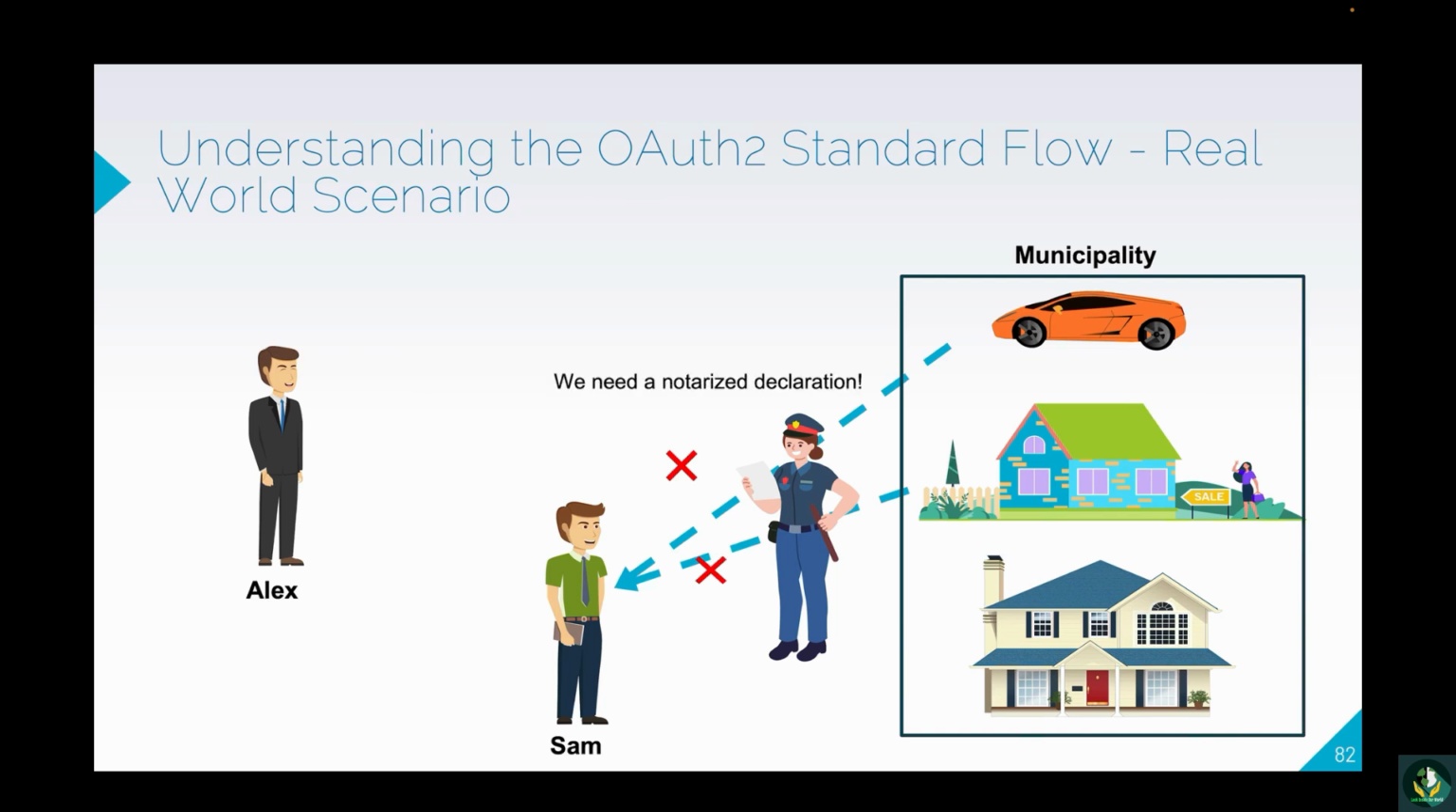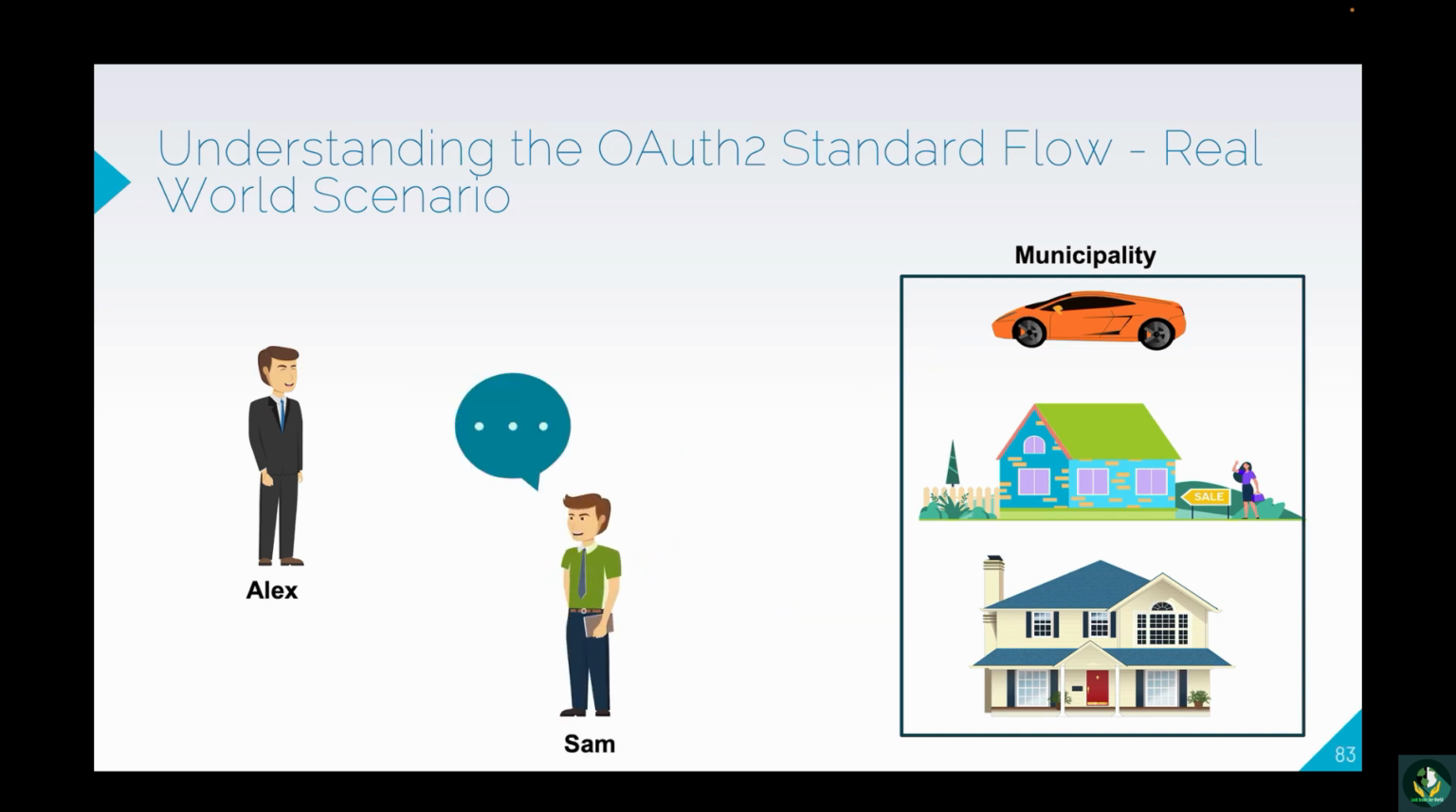They require an authorized declaration from Sam. Sam contacts Alex and says, "I am glad I reached you before you left. I cannot proceed without an authorized declaration from you."